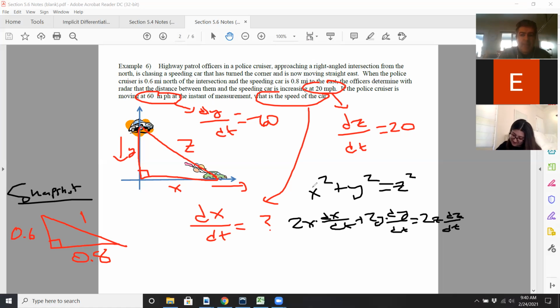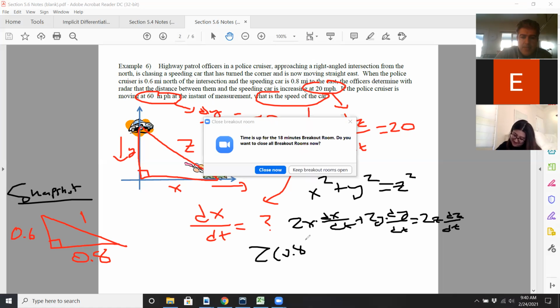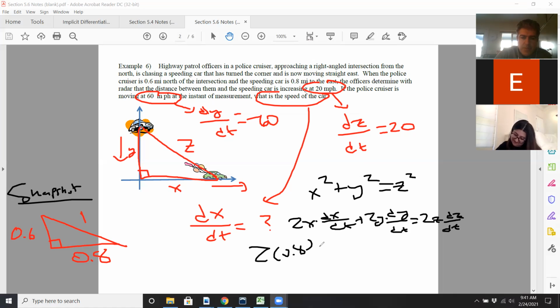Make an equation, take the derivative, substitute stuff you know. So 0.8 is x. Let's keep those rooms open for just a little bit. dx over dt, of course, we don't know. y is 0.6. dy over dt, of course, is negative 60, as I said. z is 1. And dz over dt is 20.